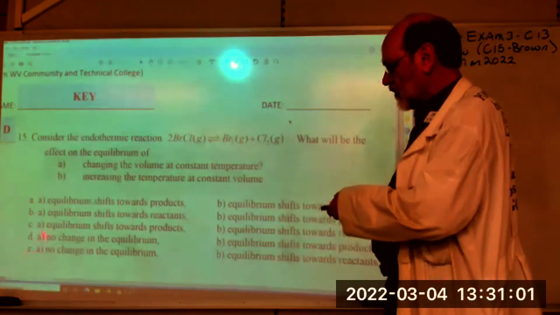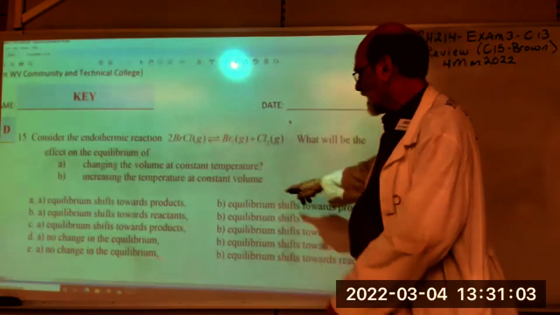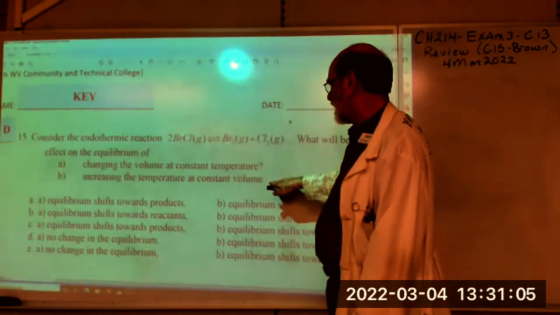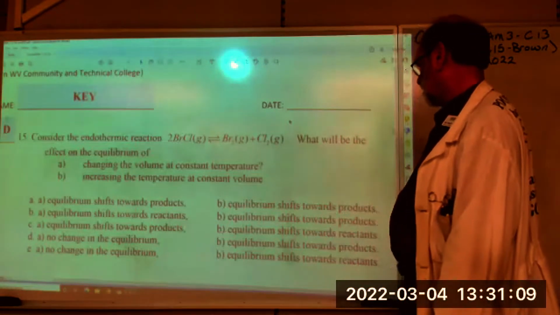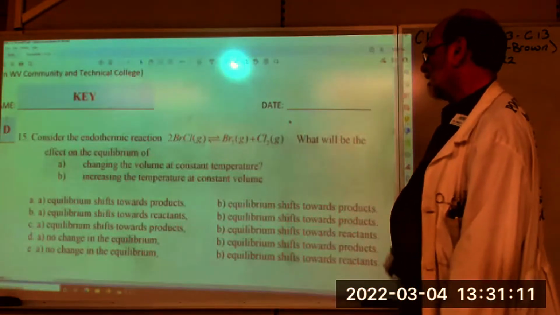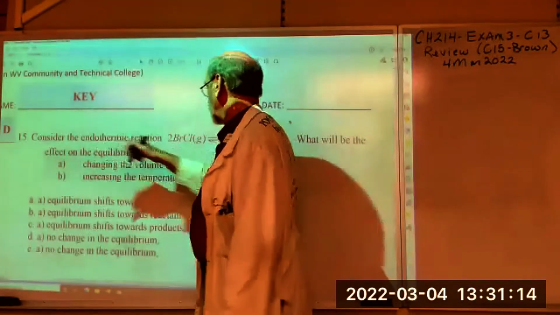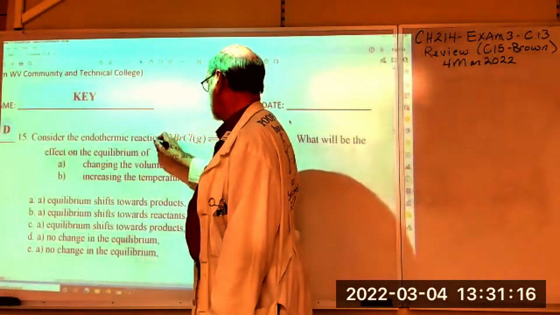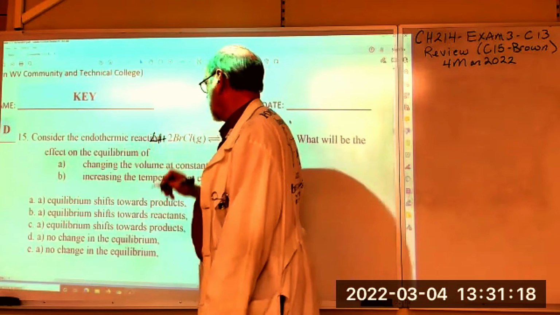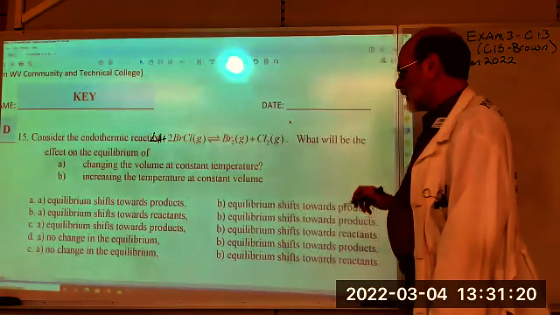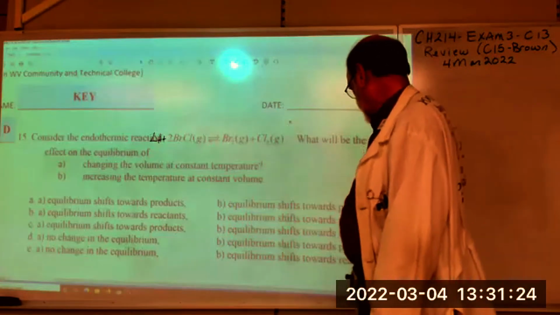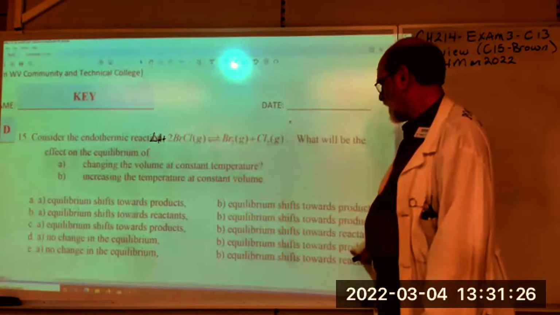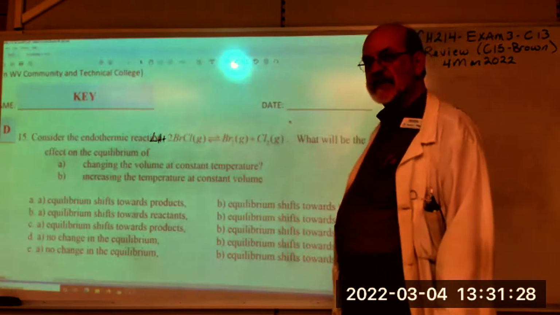So it's either D or E. And then the second thing, increasing the temperature at constant volume. Endothermic. So if we increase the temperature, we're going to drive it to the right. And the equilibrium shifts toward products. So the answer is D.